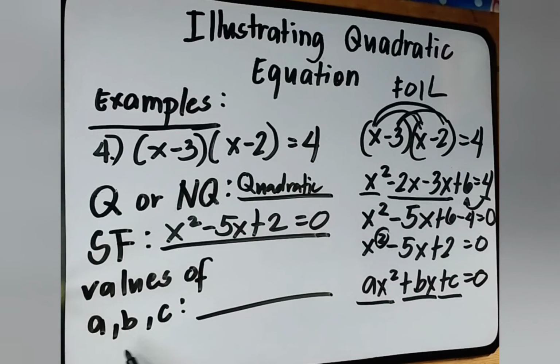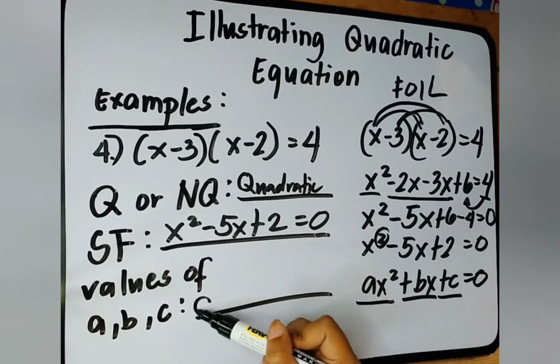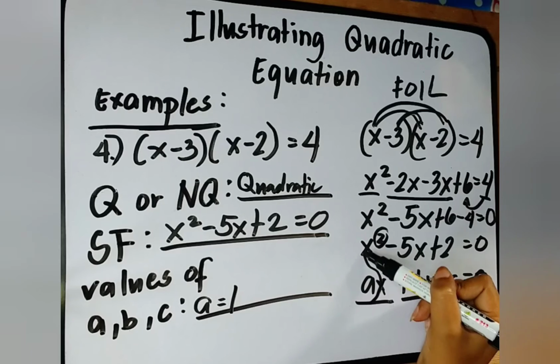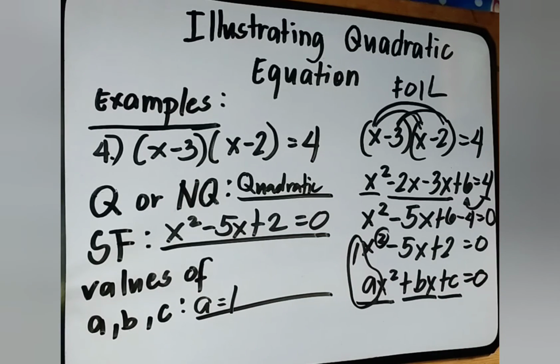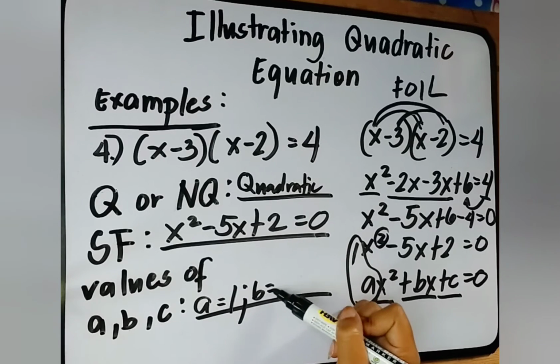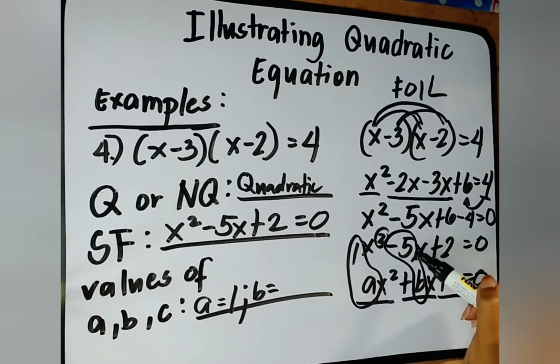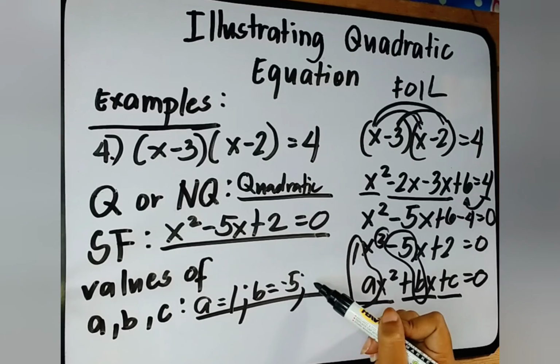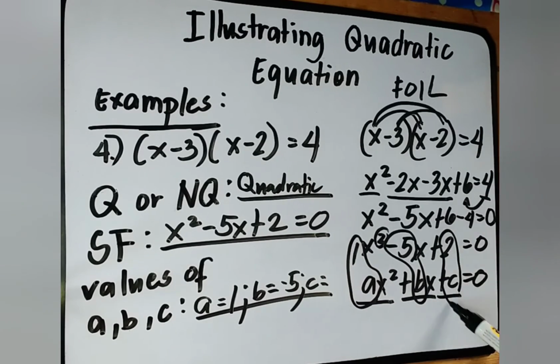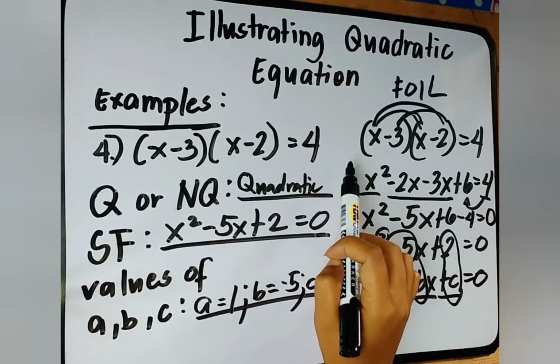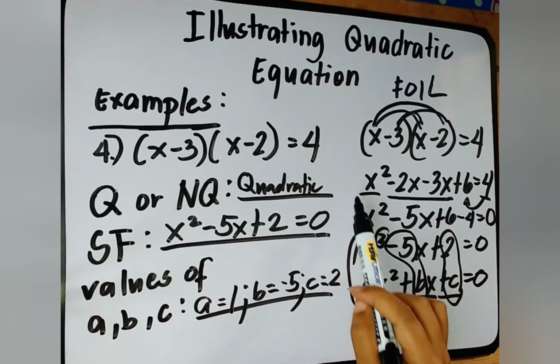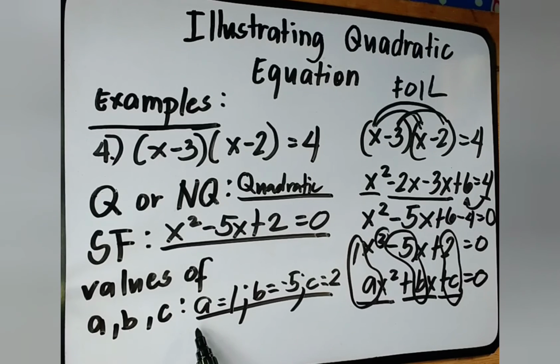And we will now identify the values of a, b, and c. The value of a is 1 because x has an invisible 1. And then the value of b is negative 5. And the value of c is positive 2. And that's how we simplify the quadratic equation. The quantity of x minus 3 times the quantity of x minus 2 is equal to 4.